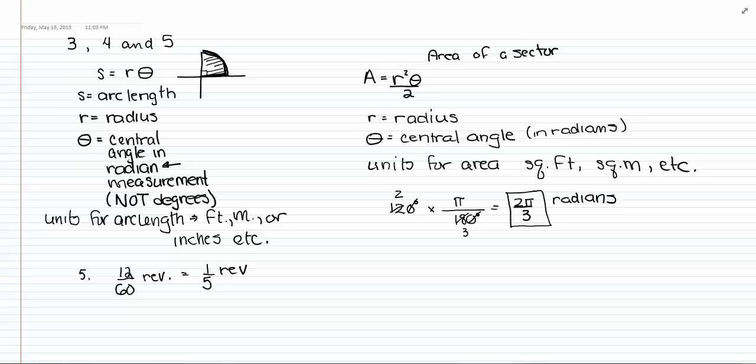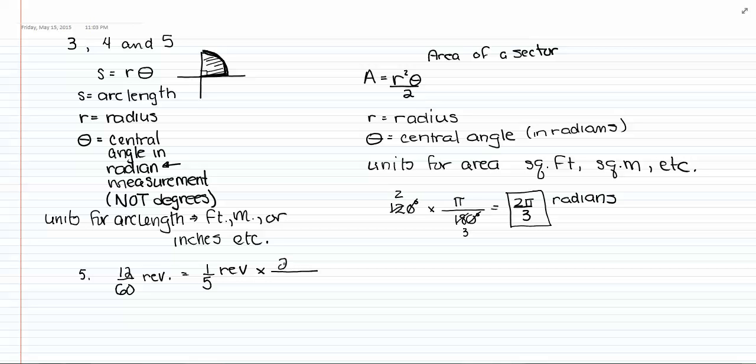I mean, think about it. If it were 30 minutes that had passed, then 30 over 60, you've gone 1/2 of a revolution. Well, in this case, you've only gone 1/5 of a revolution. But again, in order for you to find arc length, which is this formula, or the area of a sector, which is this formula, you have to convert revolutions to radians.